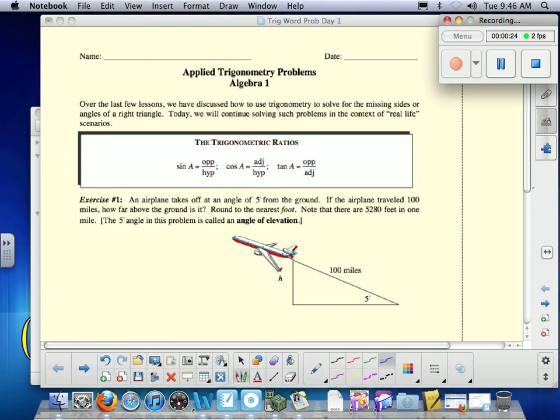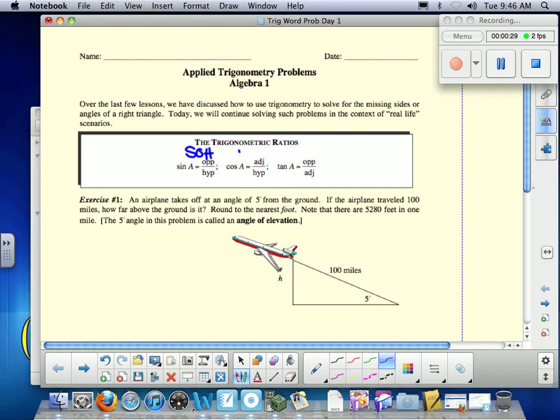So here is our SOHCAHTOA, in case we have forgotten what we're doing here. And let's just jump in with this first problem. An airplane takes off at an angle of 5 degrees from the ground. They have labeled that angle for you. So I'm going to stop right here and label my triangle. So this is the side opposite, this is the hypotenuse, and this is the side adjacent.